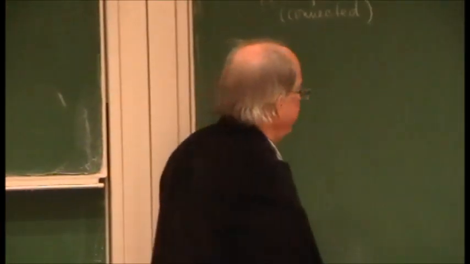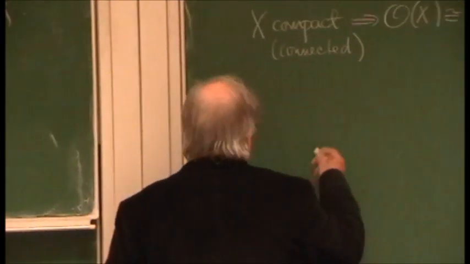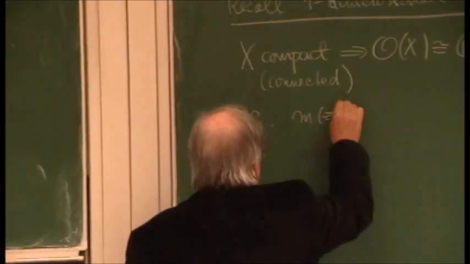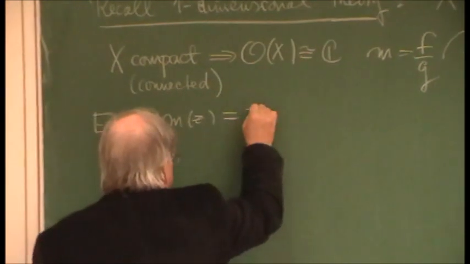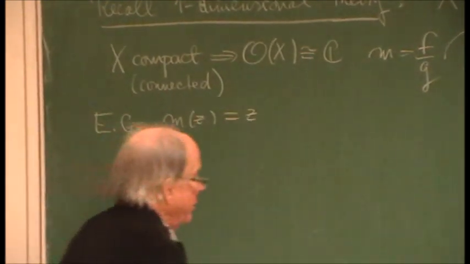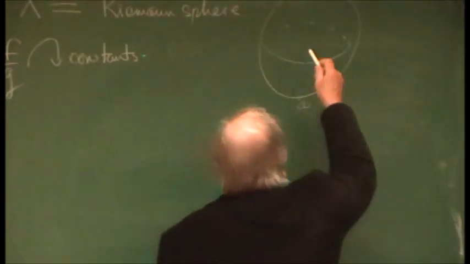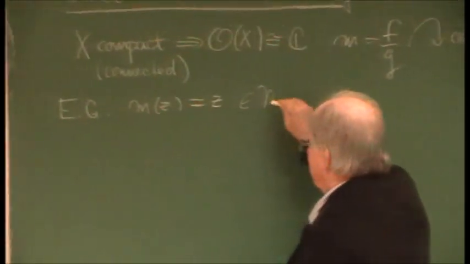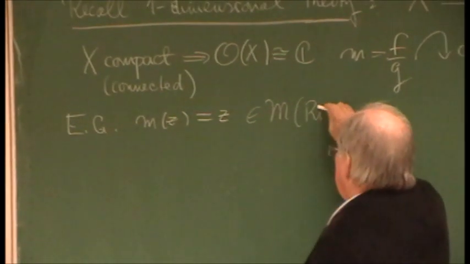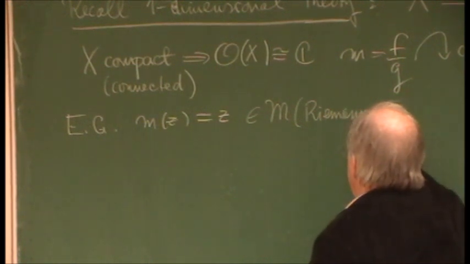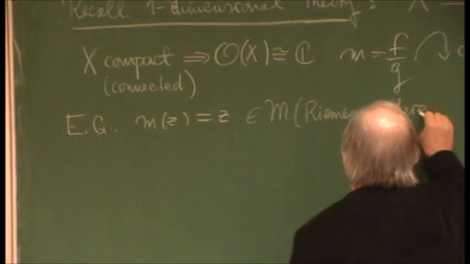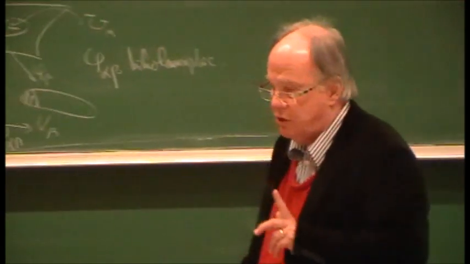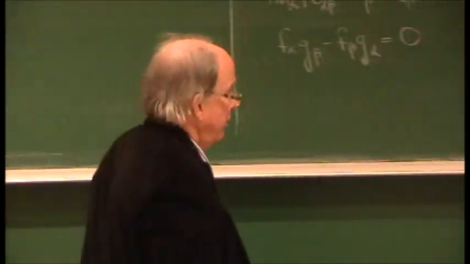But there are many meromorphic functions. For example, the function m of z on the one chart that you know equals z is a meromorphic function, which of course has a 0 at 0 and a pole of order 1 at infinity. So this is really a meromorphic function on the Riemann sphere. But it can't be represented globally as a ratio of two holomorphic functions. So here's an example where global theory and local theory are completely different. We are interested in global theory, although we need to do some local theory.